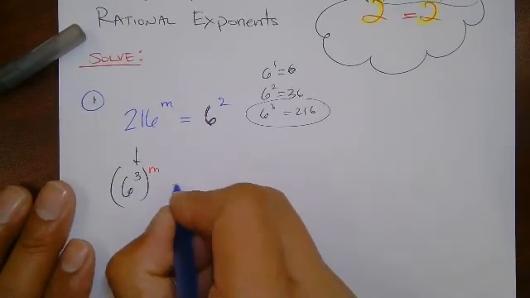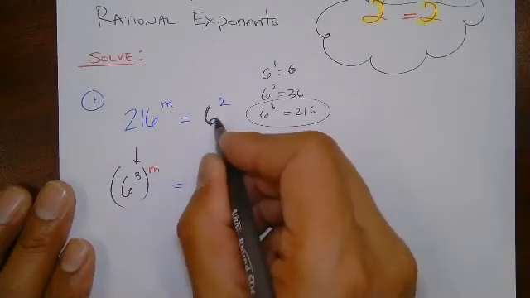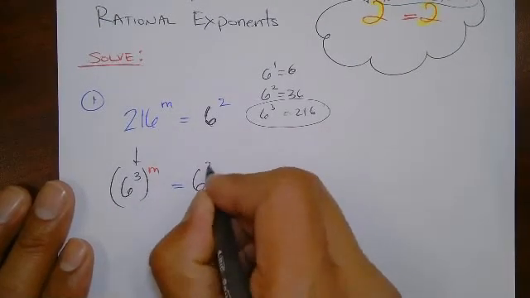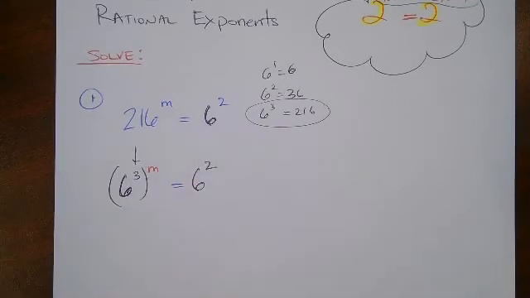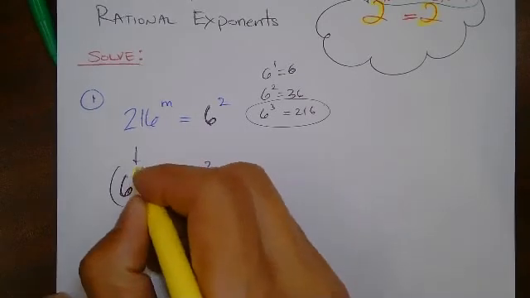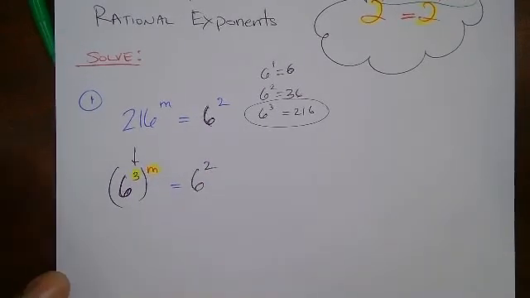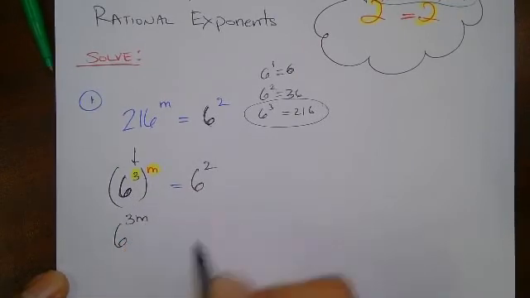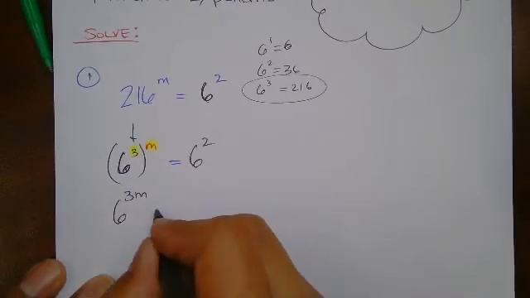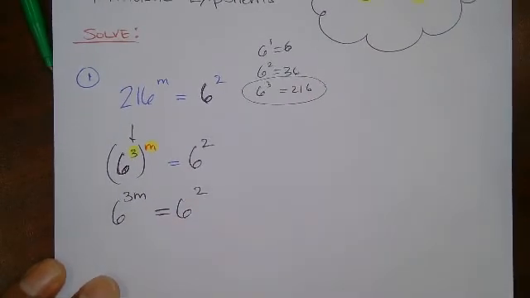And here's something we got to remember from Algebra 1 and Algebra 2. I was able to write this with a base of 6. I'm not going to change this to a 36. I want to leave it at 6 squared. We want the bases to match. And when you have a power raised to another power, those multiply. So 3 times m, that'll be 6 to the power of 3m, is equal to 6 to the power of 2.